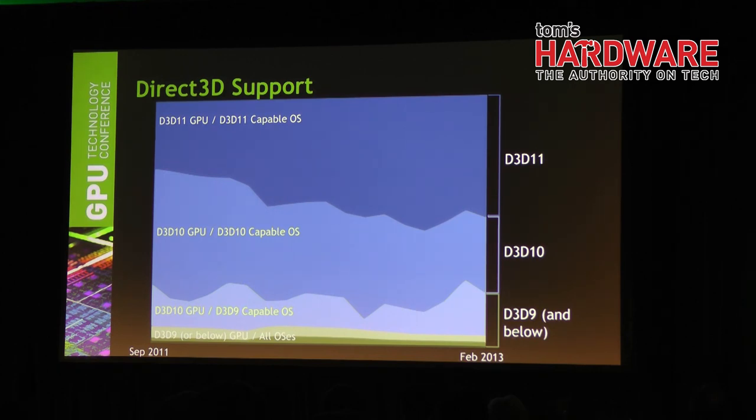Now the thing that really sticks out here is that this bottom green chunk is actually about 21% of the market. And that's kind of unfortunate, that we're looking at 6-7 plus years of Vista, and we still have 20% of the market that just can't play it.